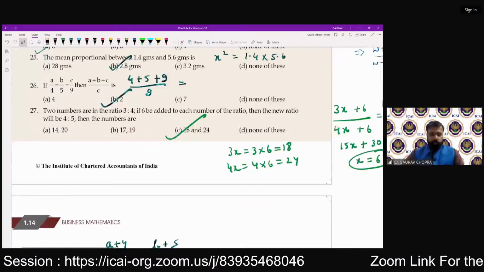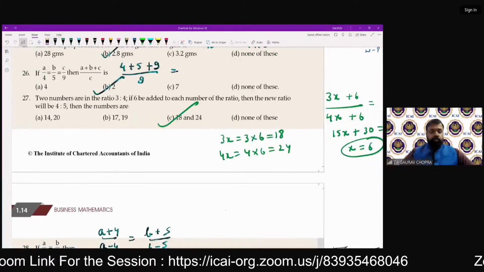All right, guys. Now let's solve one more variety that we see in the exam. That is question number 27. It is a good question and comes in the exam many times. Let us understand this. Two numbers are in the ratio 3:4. The question has given that the numbers are already in the ratio of 3:4. If 6 is added to each number of the ratio, so what are we doing with 6? Adding it to both. Then the new ratio will be 4:5. So 4:5 will be the new ratio. Then find out the numbers.